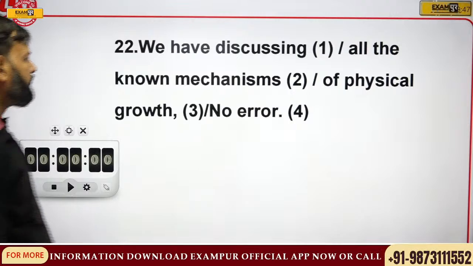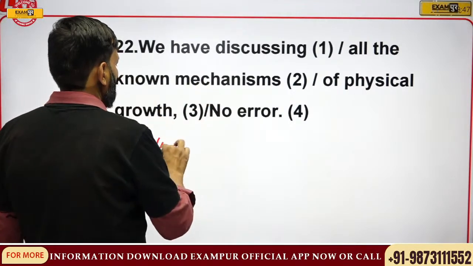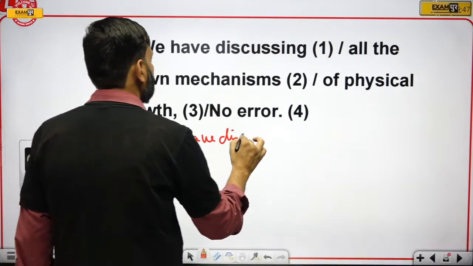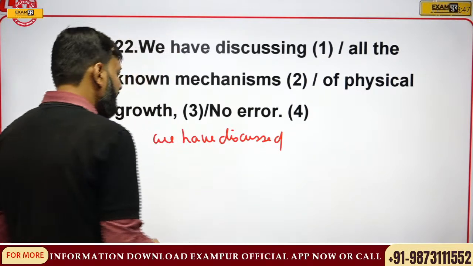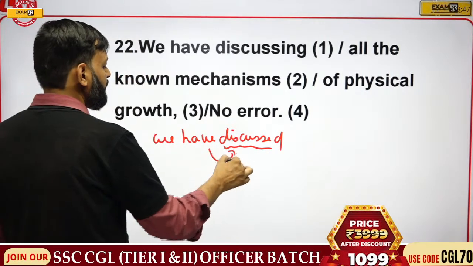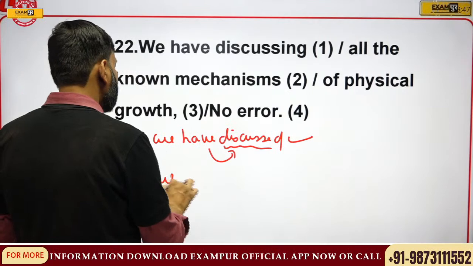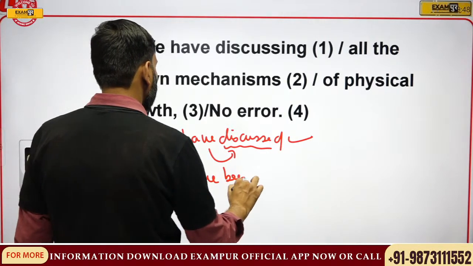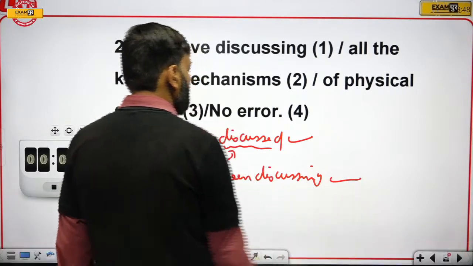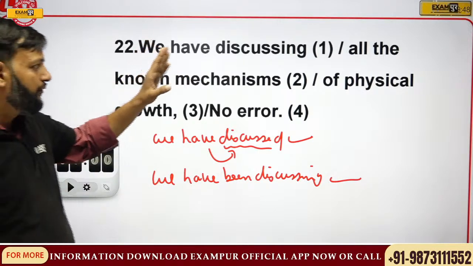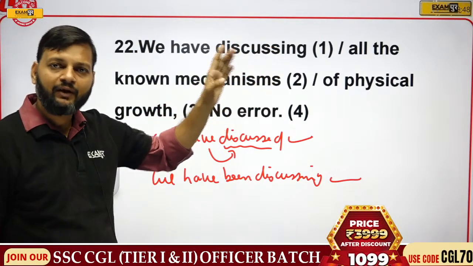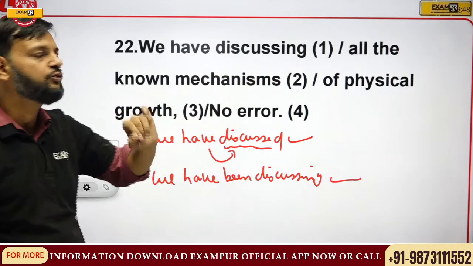See, here we have two options. We have discussed. Either change the ing form into the third form, because have is followed by the third form, or you can also add been. We have been discussing. So you can do any of these two improvements. Either change the word discussing into discussed, that means ing into the third form, it will become present perfect, or you can also add been in between.